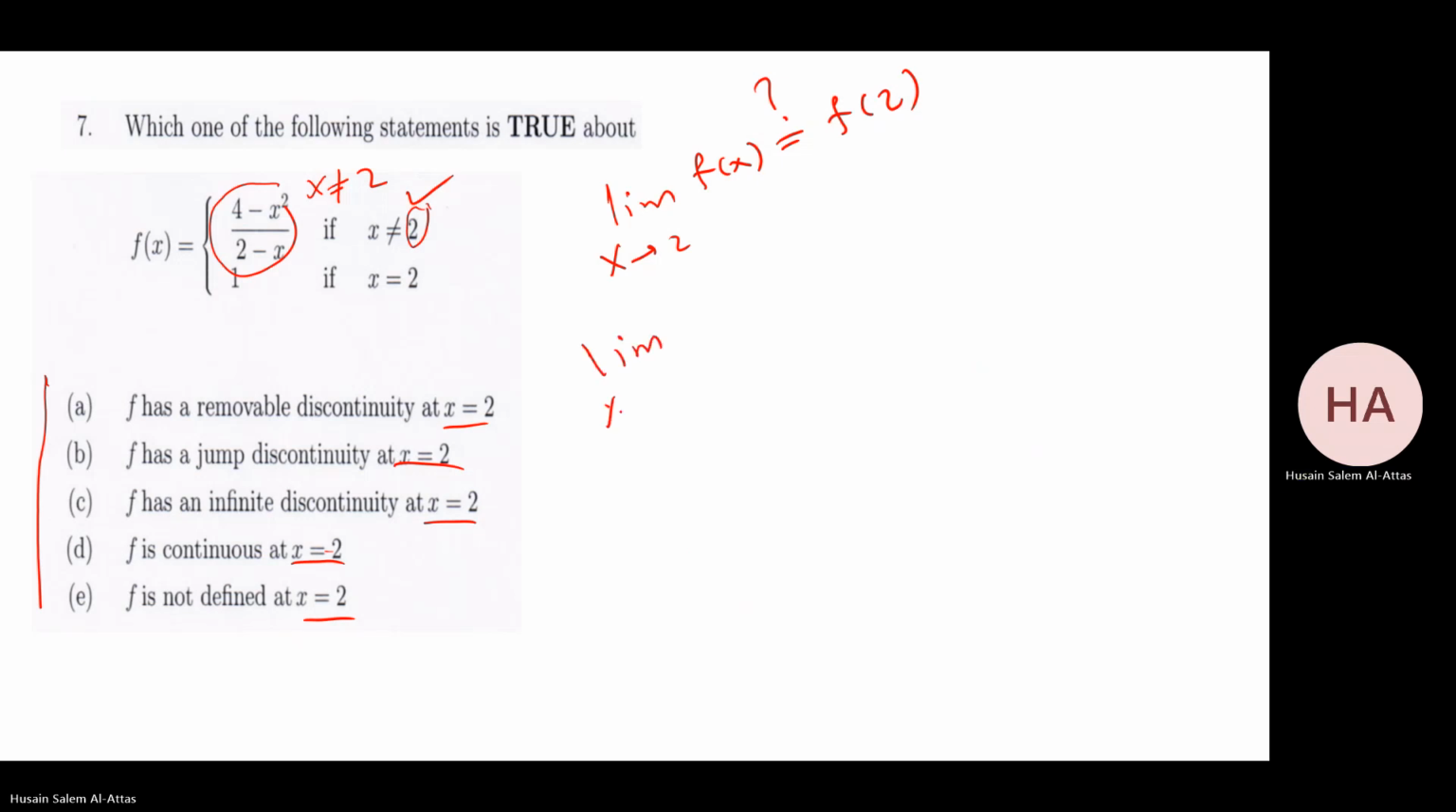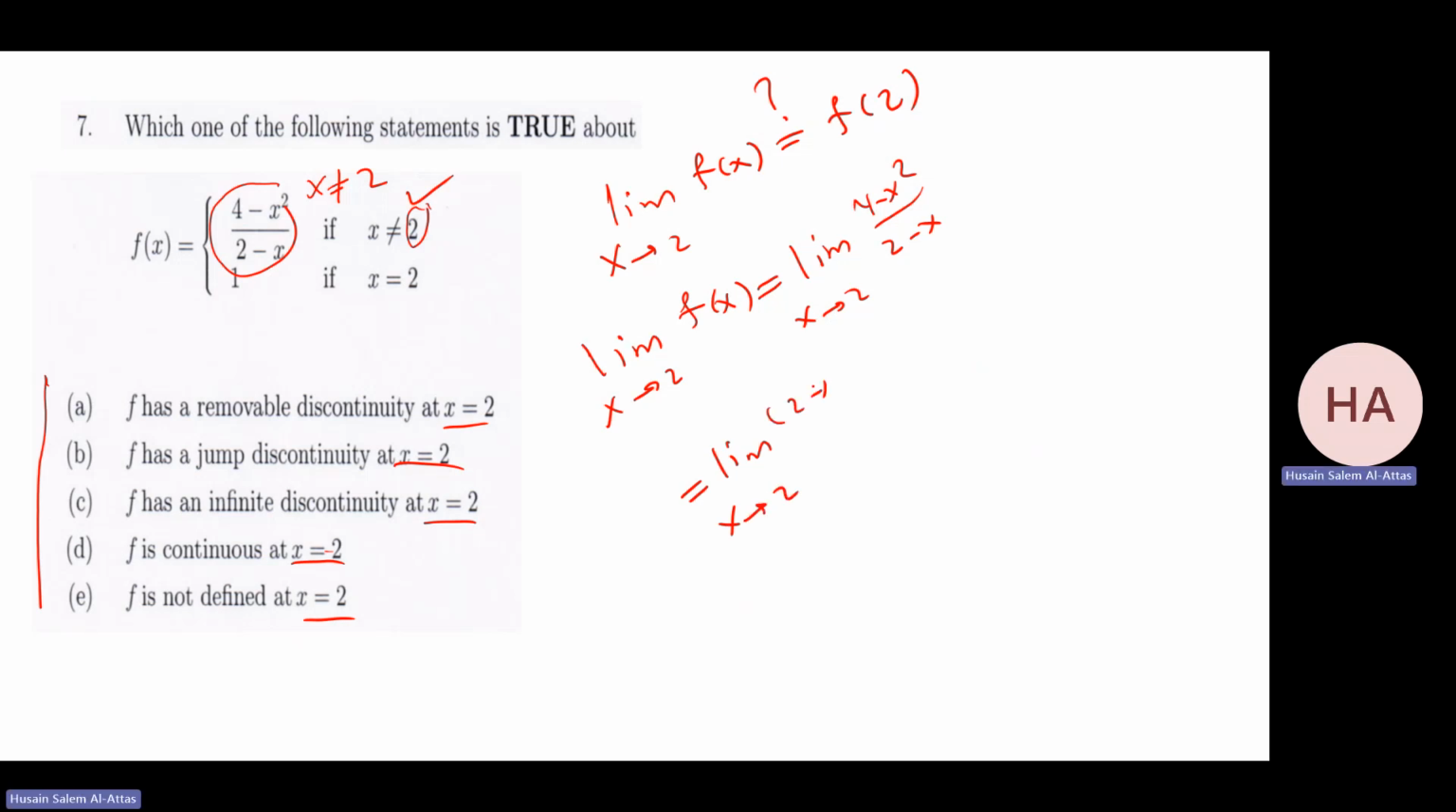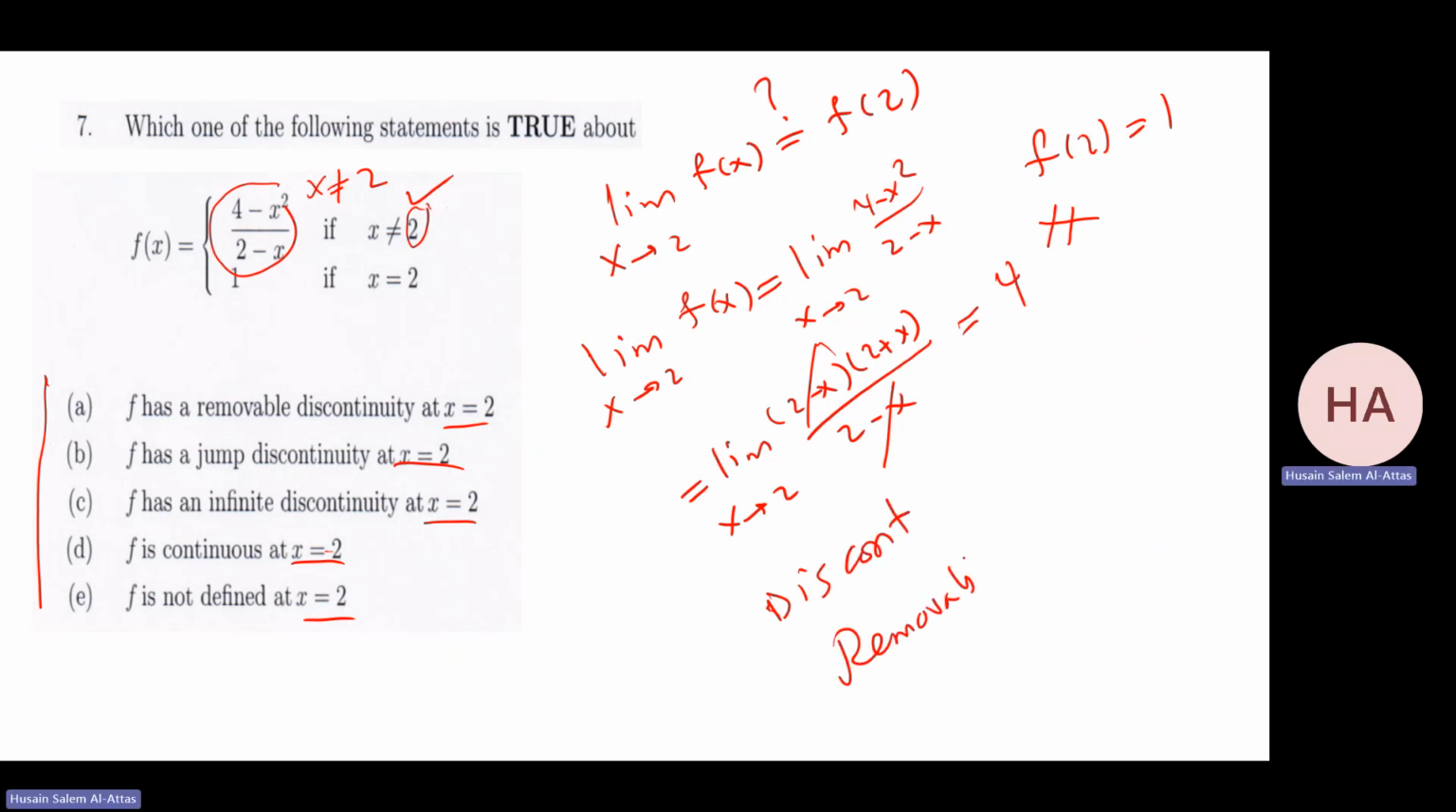The limit as it goes to 2 for this function, for f of x, right and left are the same. So no need to do it from right and left. That means 4 minus x squared over 2 minus x, that will be limit as x goes to 2 of 2 minus x, 2 plus x over 2 minus x. This is cancelled. So you have 4. But f of 2 is 1. They're not equal. So we have discontinuity and which type? Removable. Why removable? Since the limit exists. So we have A.